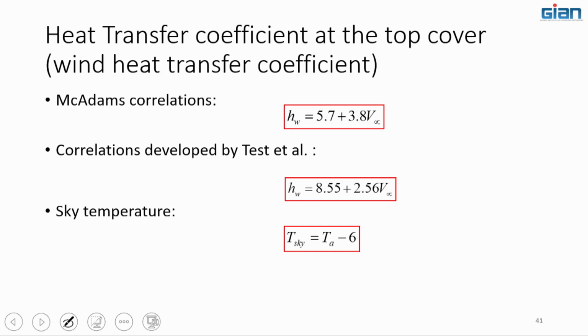So that's how we can find out this hw: it is 5.7 plus 3.8 into U. U is the velocity of wind, or at what velocity particles are moving there. If you know that, then you can find it out, and either of the correlations can be used.